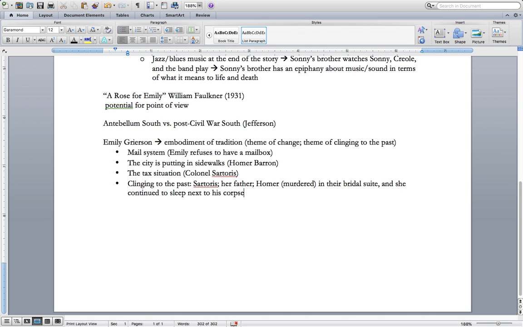I might argue, for example, if I were writing on this story, that because he talked about not being the marrying type, she was like, okay, you're dead, and now you're mine forever, and you're not going to change, right? Age is not going to get you. This new world is not going to get you. But that's just one interpretation of why she might kill Homer.